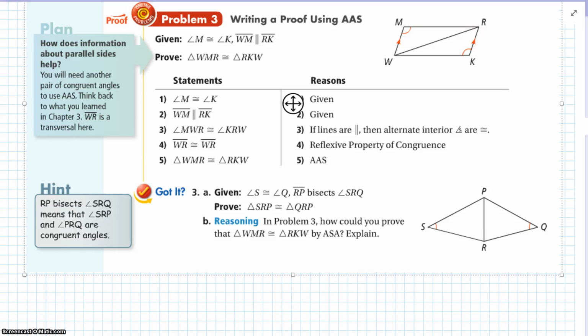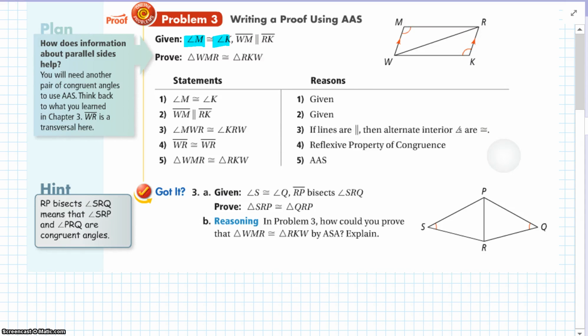So here's what we know. We're given angle M is congruent to angle K. So the measure of angle M is congruent to K. We know that WM is parallel to RK. So prove the triangles are congruent.